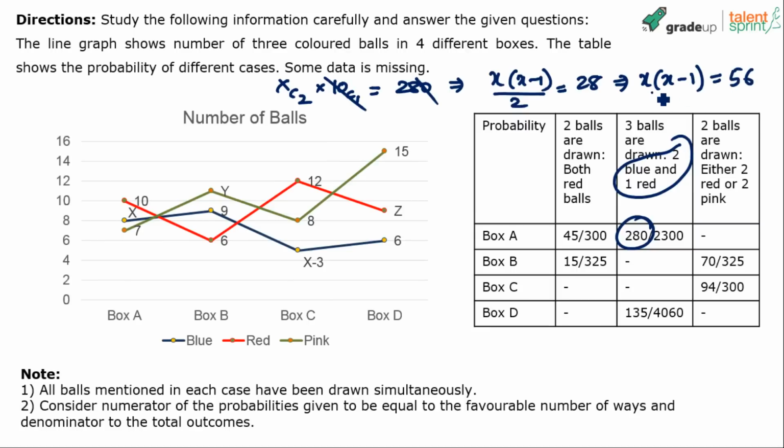See, X and X minus 1 are consecutive numbers. Which two consecutive numbers have product 56? 8 and 7. I can say 8 into 7 is 56, which means X is 8, and X minus 1 is 7 obviously. So X is equal to 8. Concluded, X is equal to 8. So the number of blue balls in box A is 8.